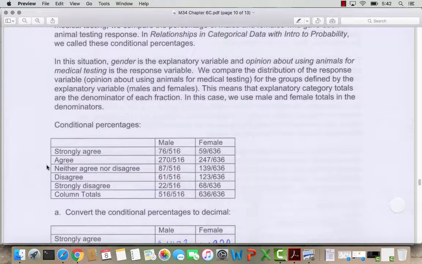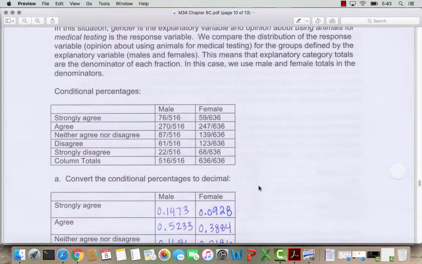So we have to stop and think about, well, what's the explanatory variable? So we think that gender explains opinion, right? How people respond to the survey. So we say gender is the explanatory variable and opinion is the response variable. So that means when we do our calculations, we're conditioning on whether the person is male or female. So since there were 516 total males in the survey, we set up our conditional percentages as the number in each category divided by the total males. Similarly, for females, we use the total 636.